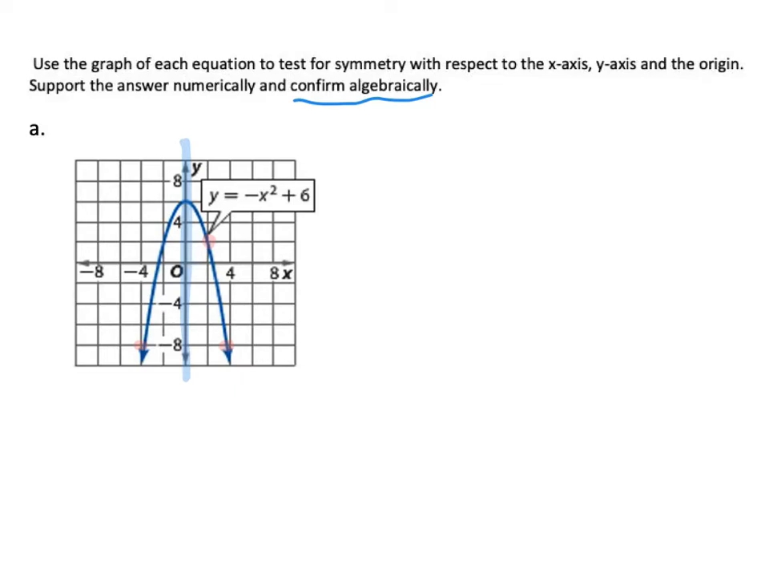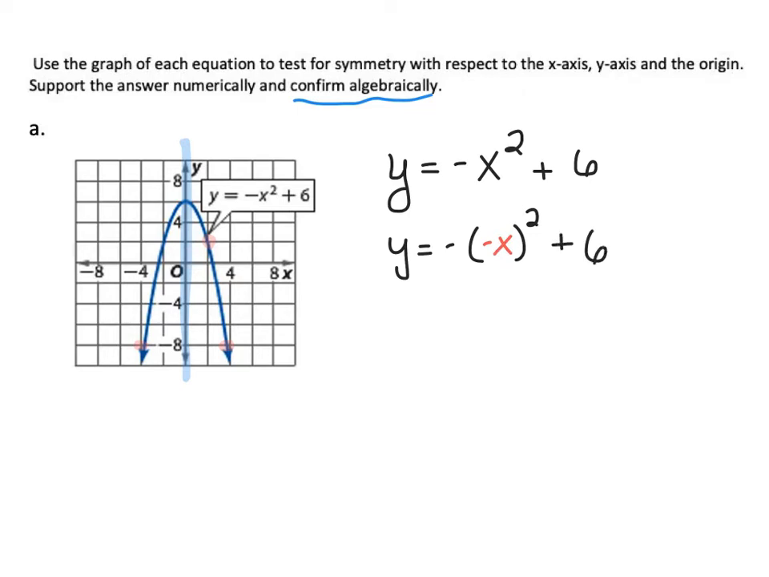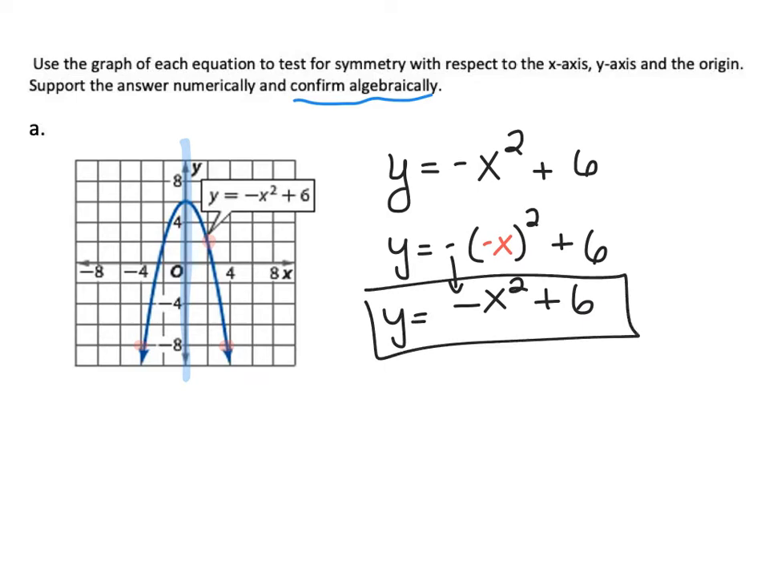So my algebraic test: algebraically, what we need to do is replace everywhere there is an x with a negative x, and we should get the same or an equivalent equation when we clean this up. If I square negative x, that's going to switch back to a positive x squared. Now I just bring down this negative that was out front, plus 6. Look, I get the exact same equation.